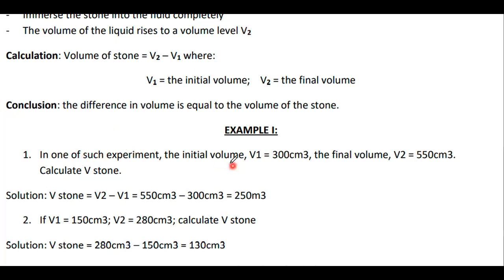Now let's take an example calculation. In one of such experiments, the initial volume V1 was 300 cm³, the final volume V2 was 550 cm³. Calculate the volume of the stone. The volume of the stone is just V2 minus V1, where V2 is the final volume and V1 is the initial volume. So the volume of the stone is 250 cm³. Now if V1 is equal to 50 cm³ and V2 is given, calculate V stone. This is just the difference again.